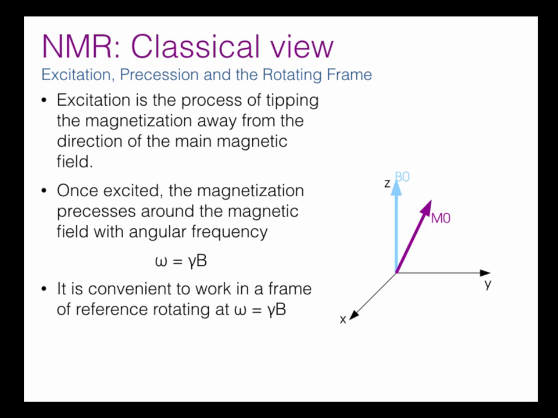Now it's a bit inconvenient to deal with that because it's basically spinning and it makes the equations complicated. So we work in a rotating frame, and we just imagine our frame is rotating around, so we can sort of freeze the magnetization, if you like. We take out that rotational factor. So we work in a frame of reference that's also rotating at omega equals gamma B, and then the magnetization just appears to be frozen at a small angle offset.